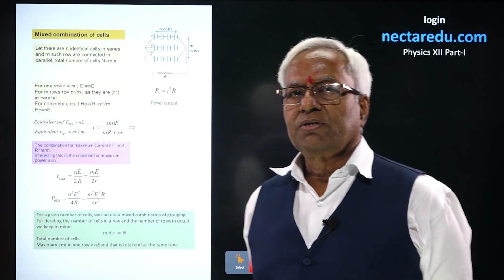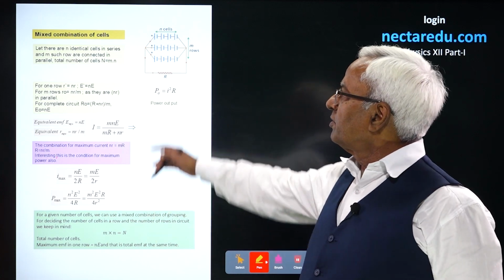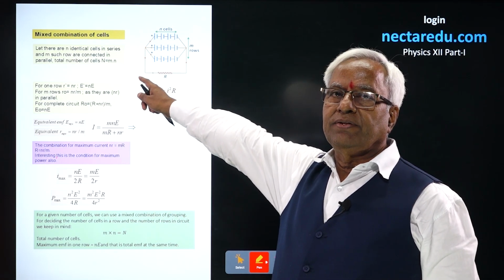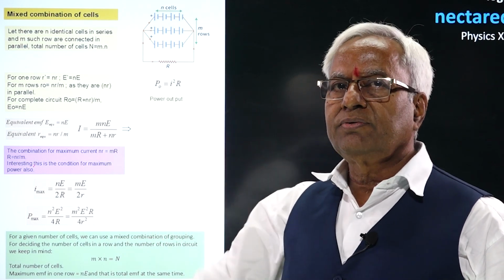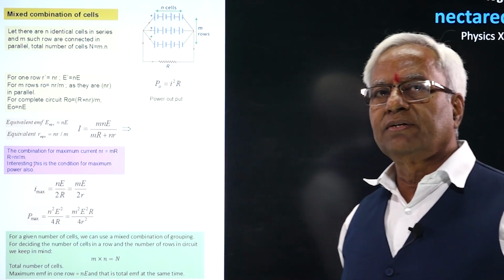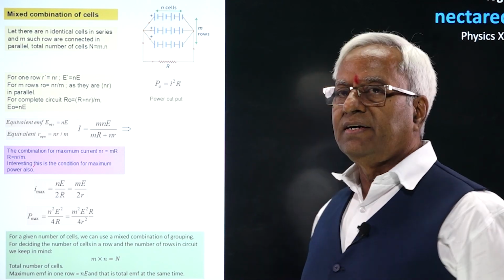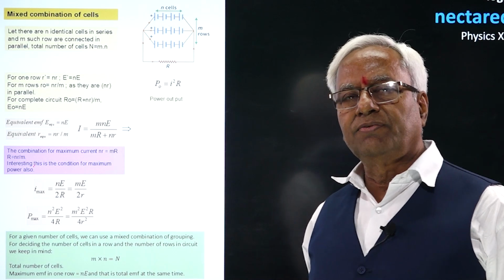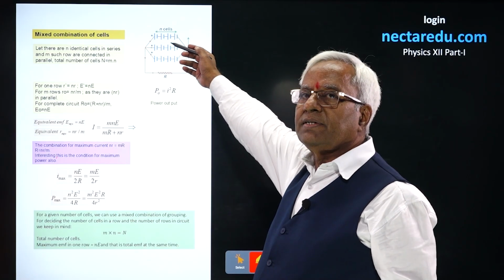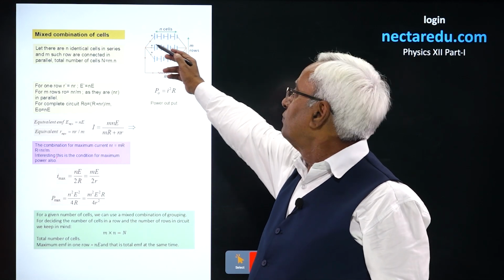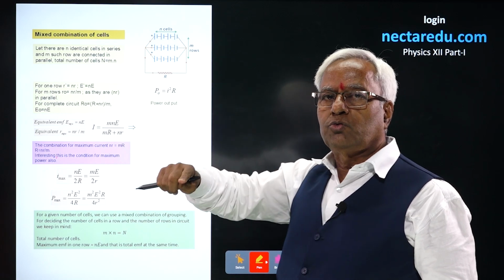Mixed combination. We are studying grouping of cells, and here we come across mixed combination, which means series and parallel, both the options will be open for us. But the number of cells in one row or the number of rows will be decided depending on the situation as and when required. Here we have drawn a circuit in which in one row we have 4 cells, and overall we have 3 rows.